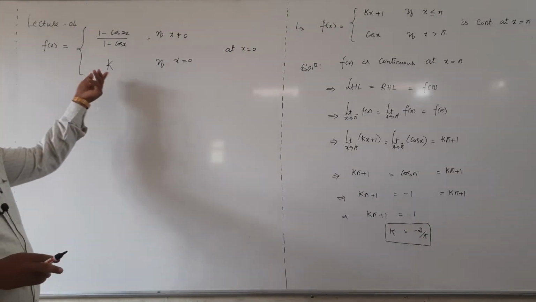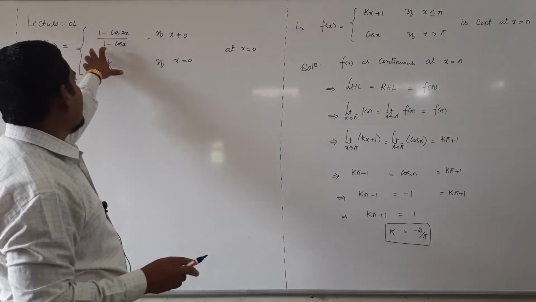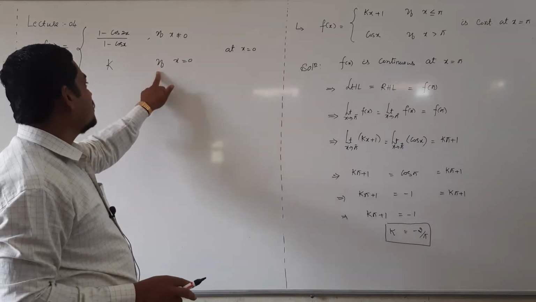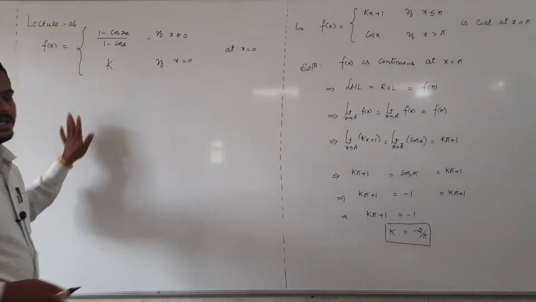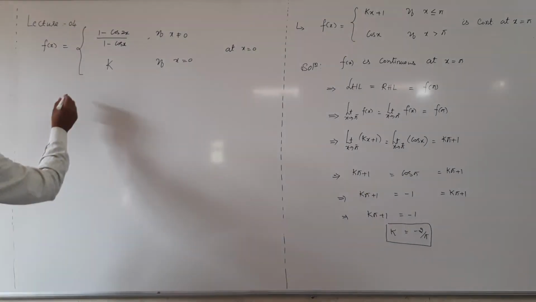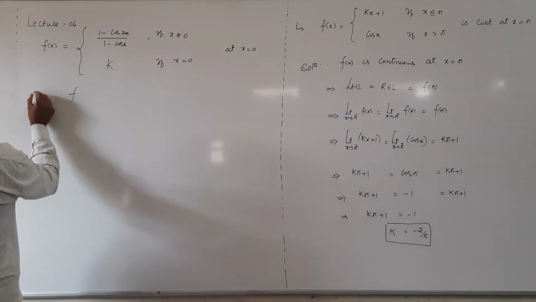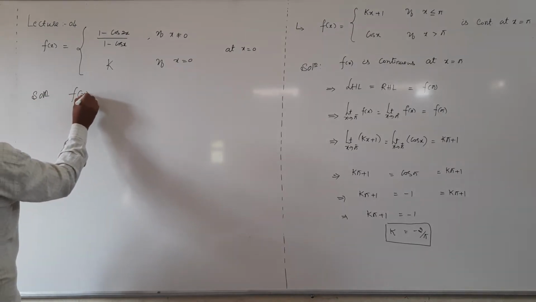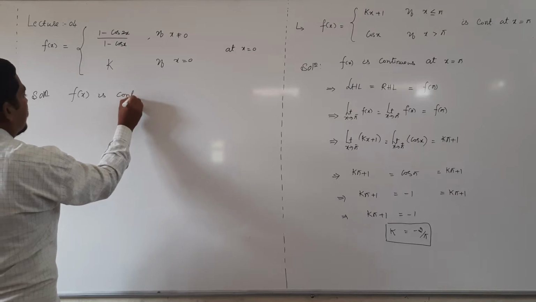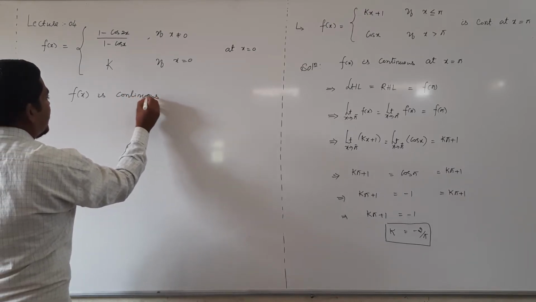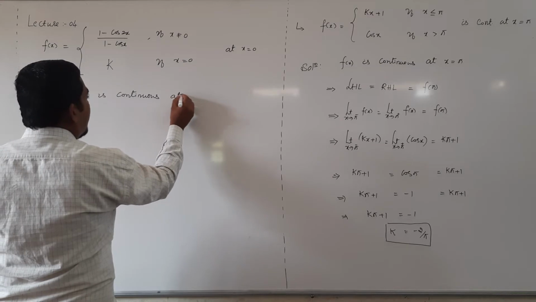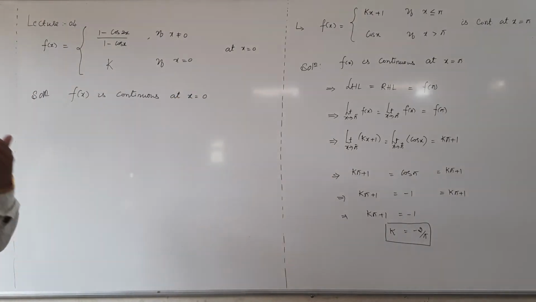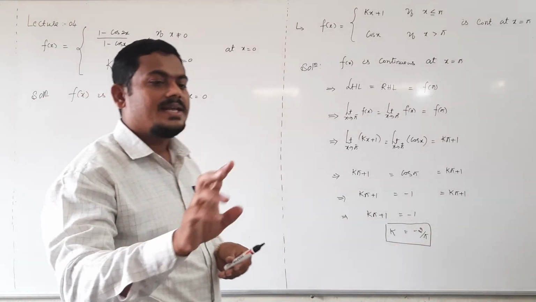Find the values of k so that the function f of x equal to 1 minus cos 2x divided by 1 minus cos x if x value is not equal to 0. If x is 0, then the function is k. Then what is the value of k? Given that f of x is continuous at x equal to 0. At x equal to 0, the function is continuous.